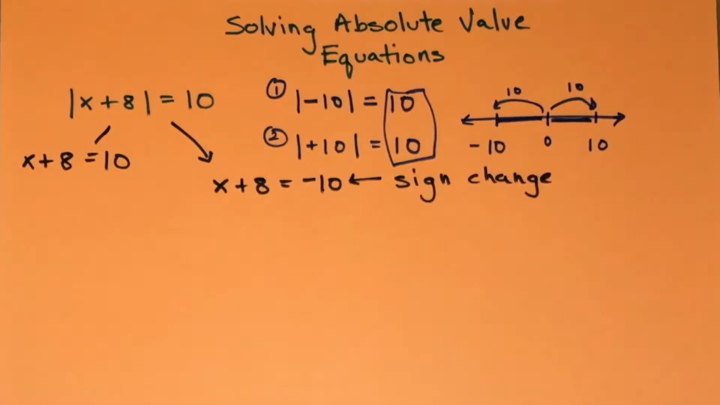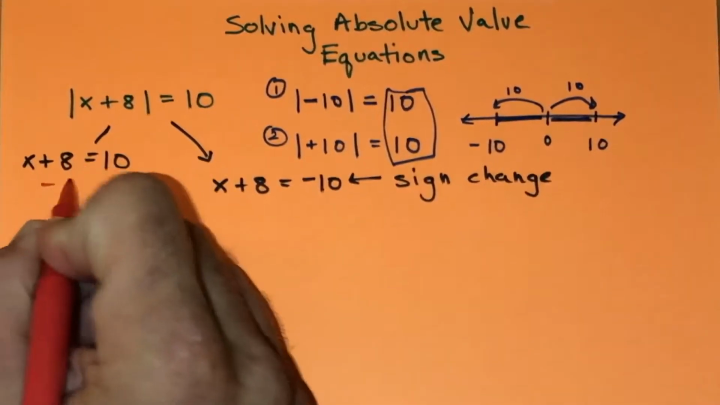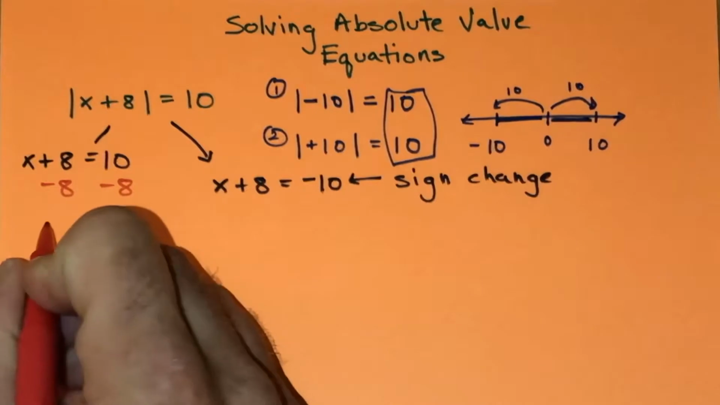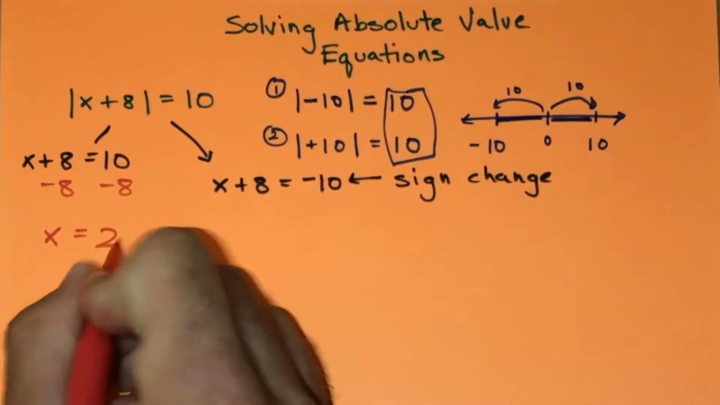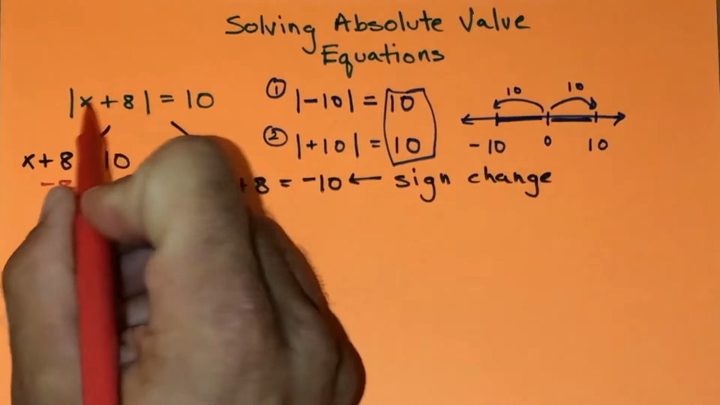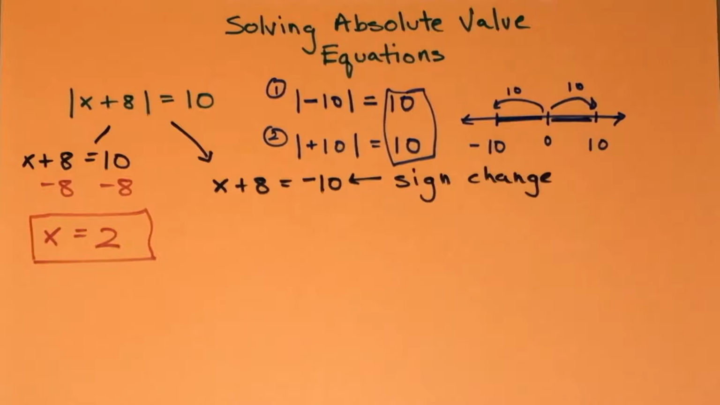separately, by using your inverse operations, subtracting 8 from both sides. x is 10 minus 8, which is 2. And if you see, 2 plus 8 is 10, and the absolute value of 10 is 10. So here's one of my answers.